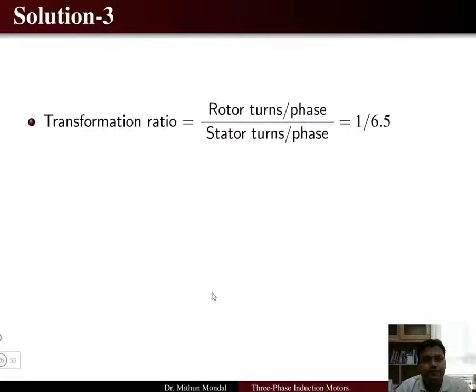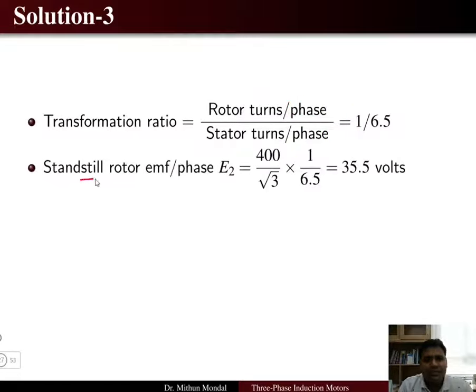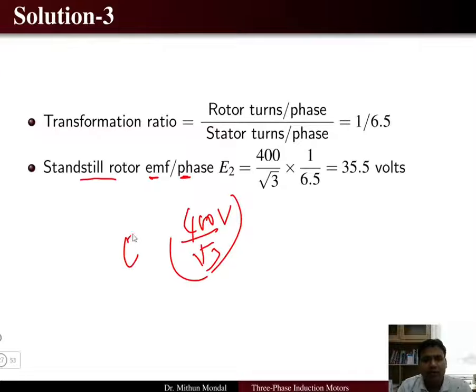So let us see. Now let us find first the transformation ratio, similarly to a transformer, which is rotor turns by stator turns, and this calculation will be done on a per phase basis. So it will be 1 by 6.5, which is given to us. Then the standstill rotor EMF per phase. So we have been given a 400 volt 3-phase induction motor. If we divide by root 3, we get the per phase value.